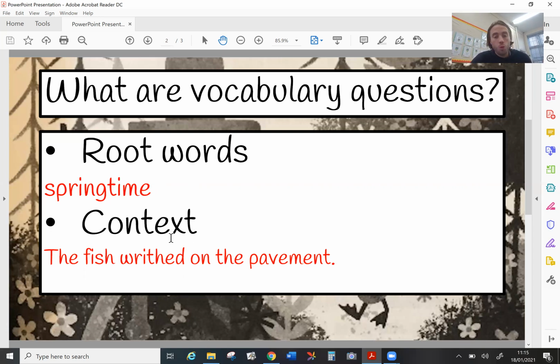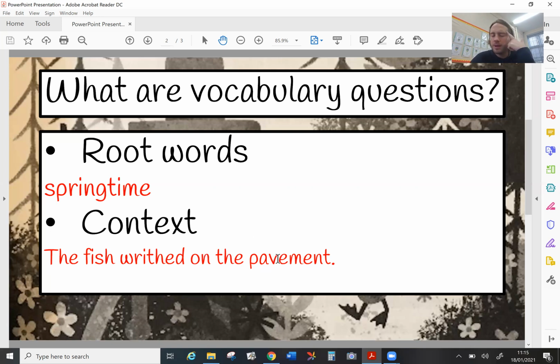Sometimes the root words won't help you and you need to use the context. So here's a sentence. The fish writhed on the pavement. What does writhed mean? There's no root words there to help you. So you have to use the context. So let's read the sentence. The fish writhed on the pavement.